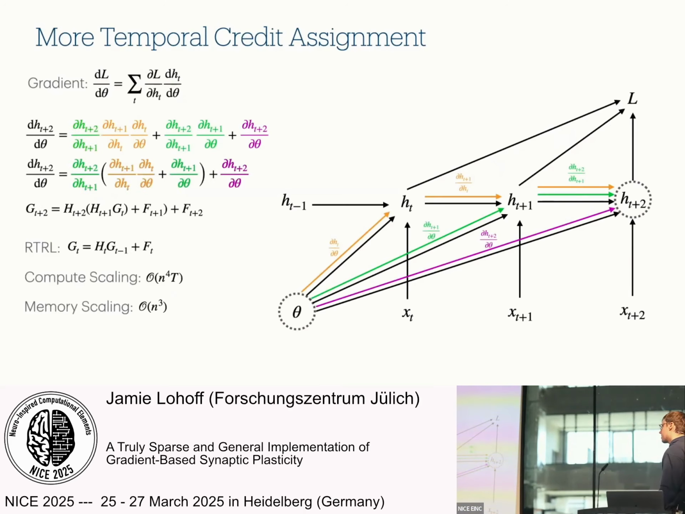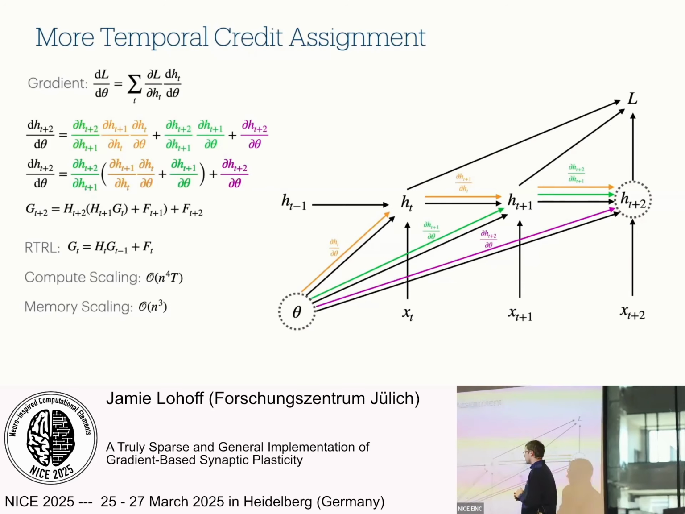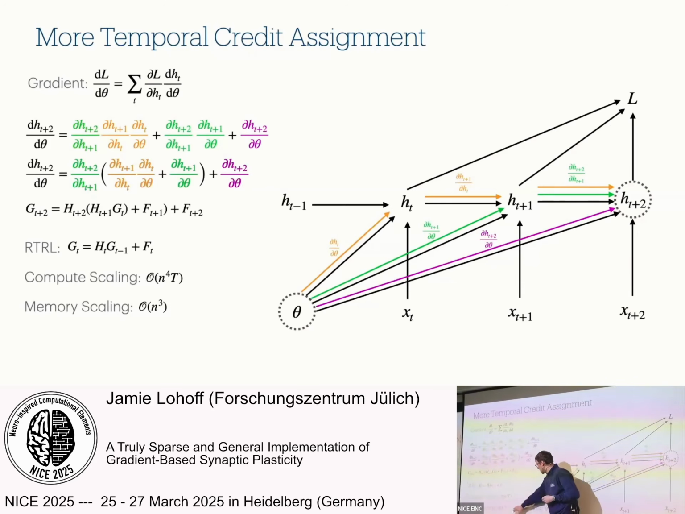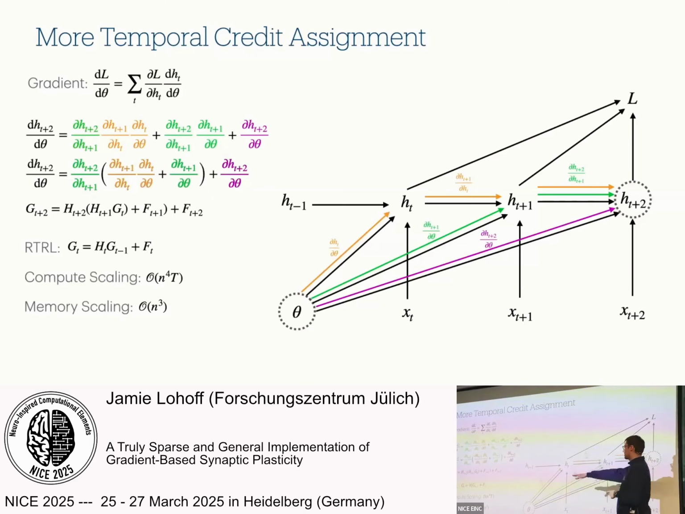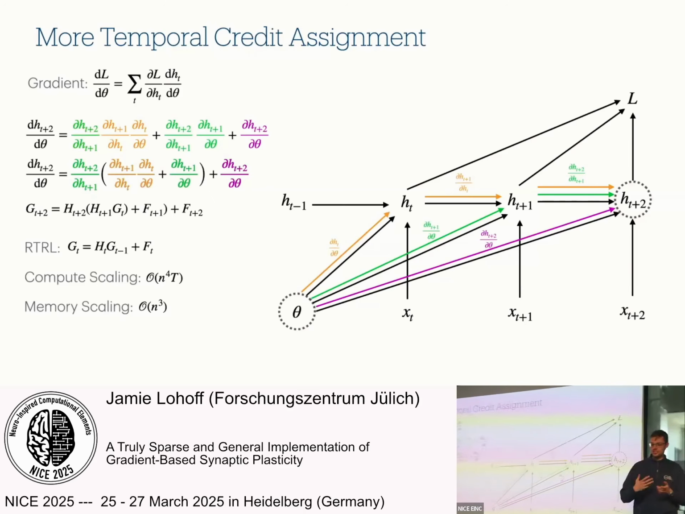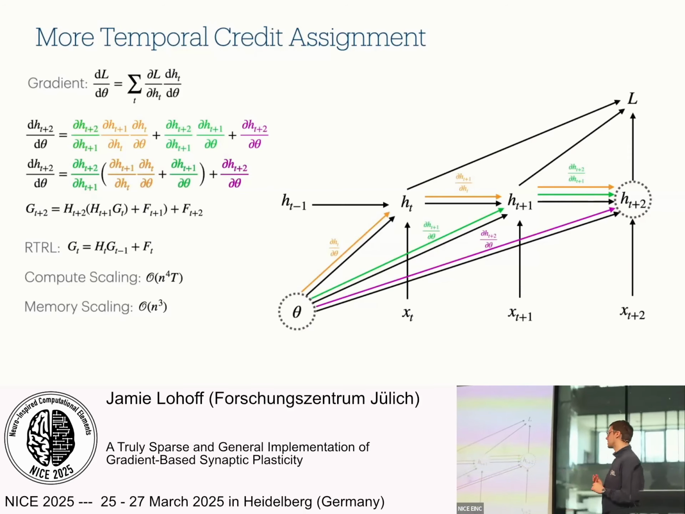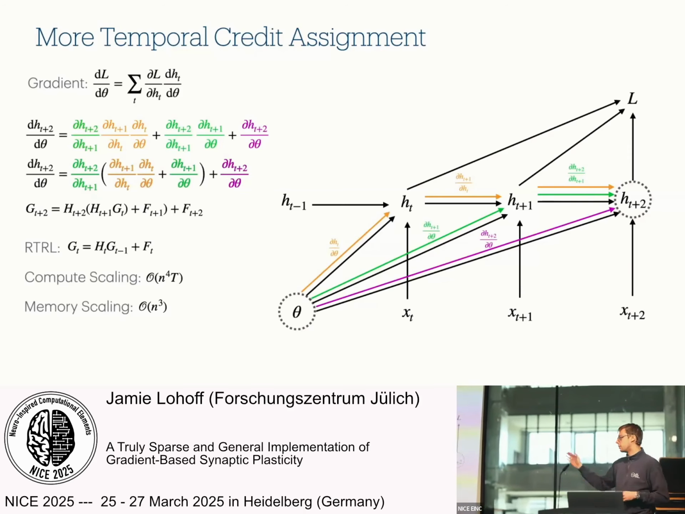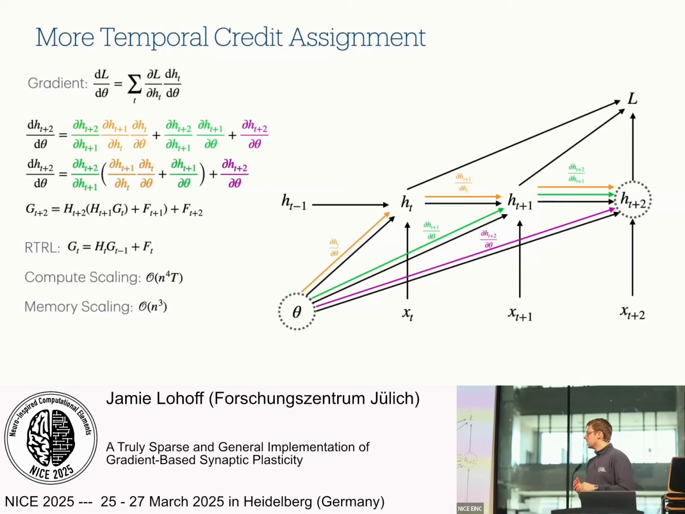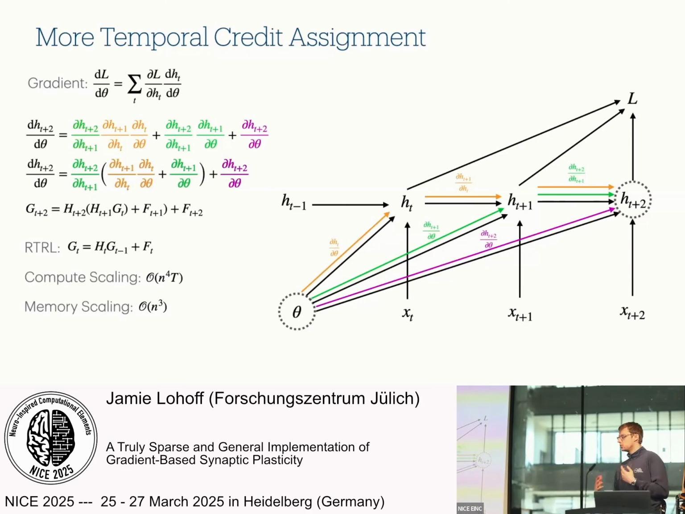And again, we get a recursion relation. But this time it's a recursion relation that walks forward in time. And because it walks forward in time, it's much more memory efficient because you don't have to store all the stuff. So it's suddenly something that is constant in time. But if you look at the compute scaling, it's terrible, actually. It scales with n to the 4, where n is like the number of neurons or something. So it's much more compute inefficient.